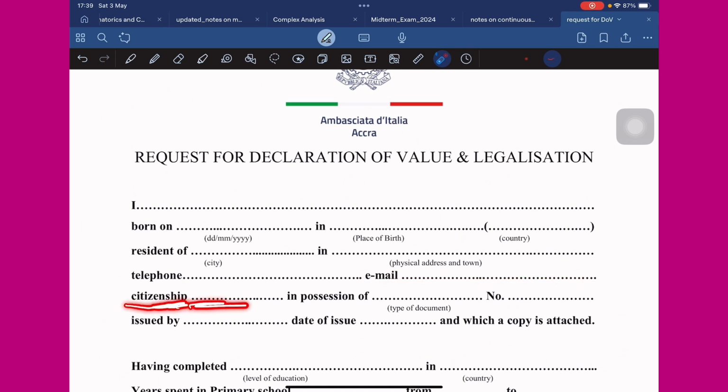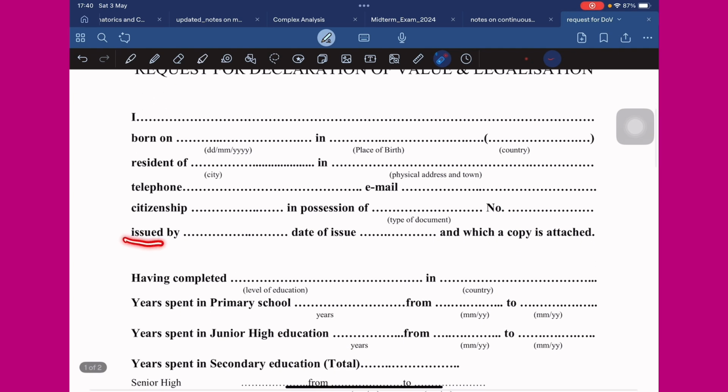So if you are a Ghanaian, you write Ghanaian here, or any other country you are from, you write it here. "In possession of," here they are asking the type of document, but I would advise you to use your passport. Yes, so you write here passport, and then this is number. You write the passport number here. The next thing is "issued by." Your passport was issued by.